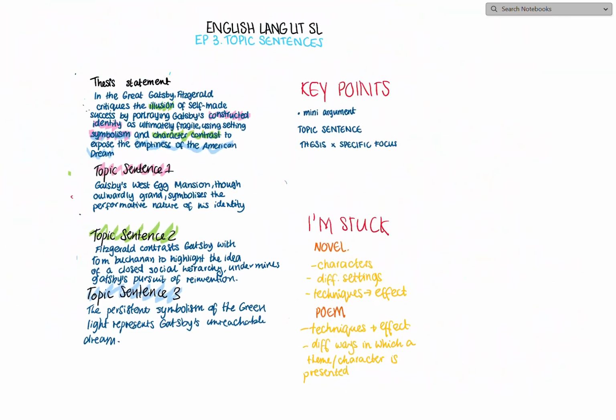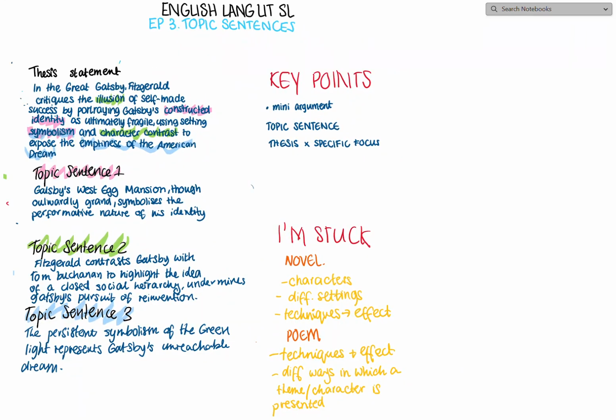So, as a quick recap, your thesis is one core argument. Each topic sentence is one sharp specific angle that proves it. And if you're stuck, break it down by character, setting, or technique.